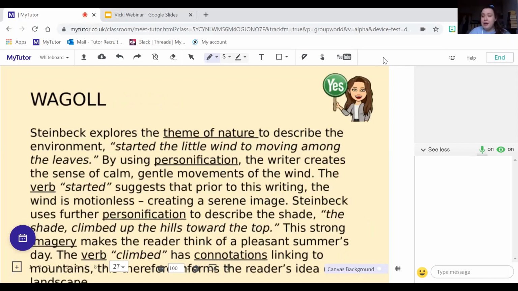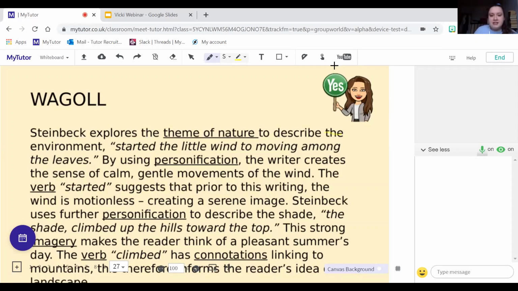So this is my waggle. That stands for what a good one looks like. I've underlined all of the pieces of terminology that I've used here. Steinbeck explores the theme of nature to describe the environment. So far all I've done is say what I'm focusing on, and I'm just reusing language from the question. That's always a really nice starter.